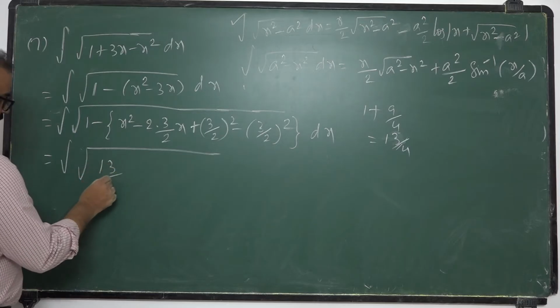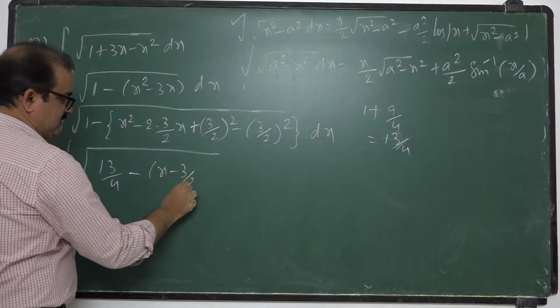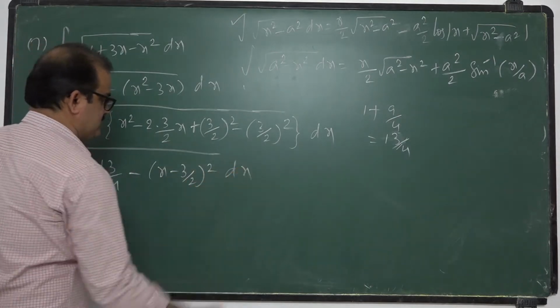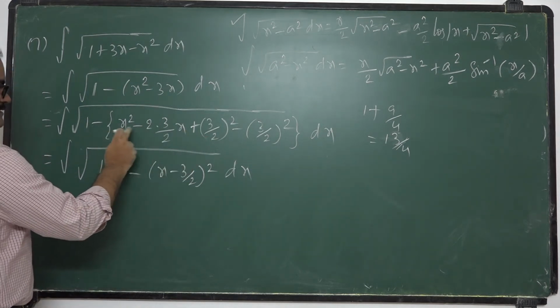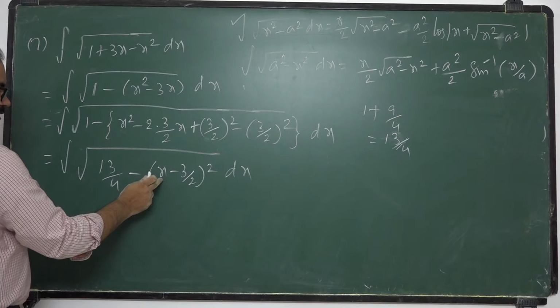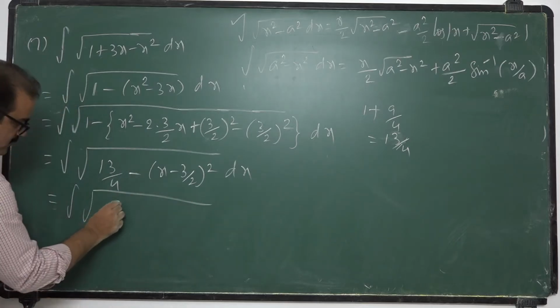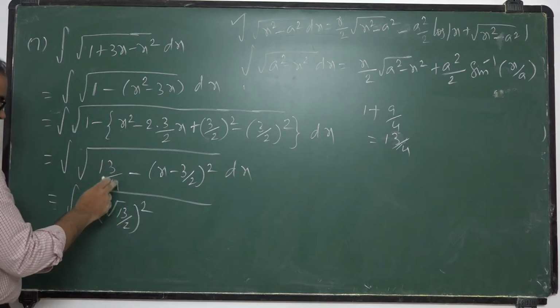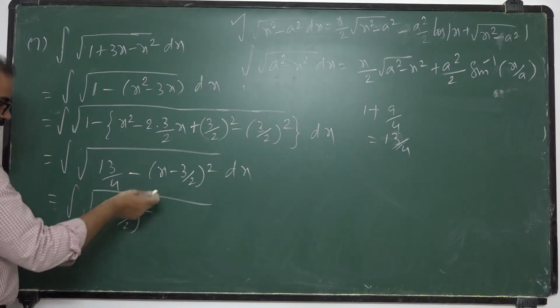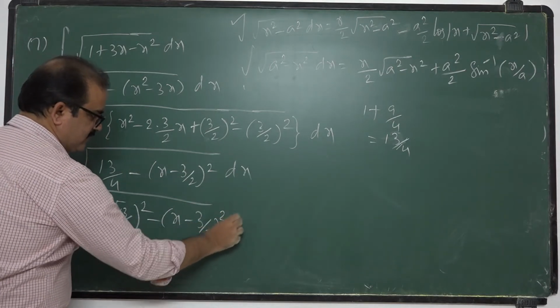13 by 4 minus x minus 3 by 2 whole square into dx. These three terms are in the form of a square minus 2ab plus b square, that is a minus b whole square. Now write this as root 13 by 2 whole square. 13 by 4 is taken as root 13 by 2 whole square minus of x minus 3 by 2 whole square into dx.